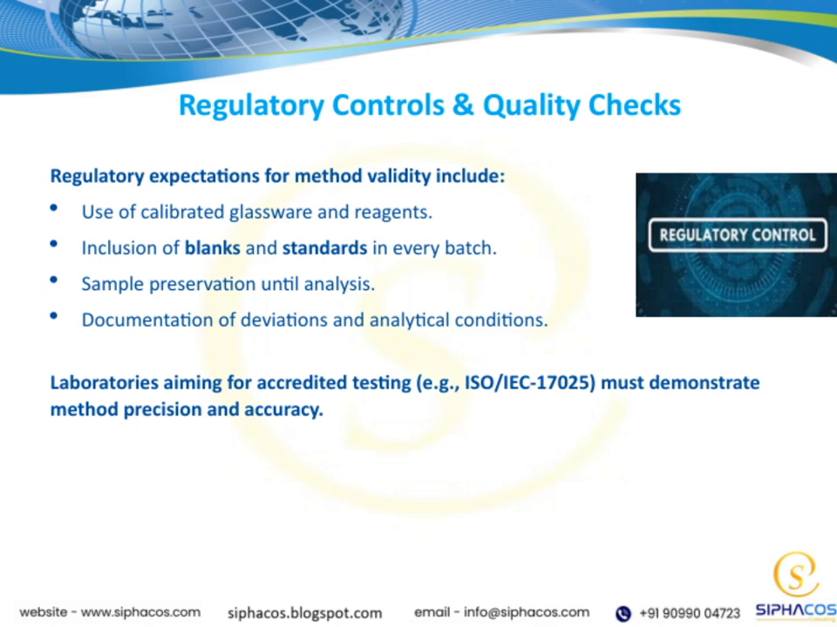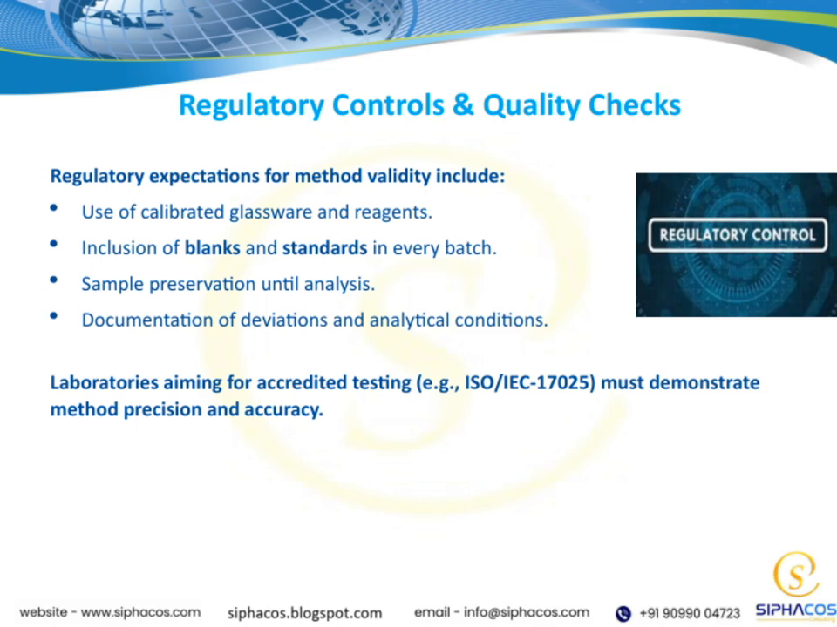Sample preservation until analysis is another critical point. This ensures that the samples remain unchanged and representative of the original material. Additionally, documenting any deviations and the conditions under which analyses are performed is vital. This documentation provides transparency and traceability, which are essential for quality assurance.